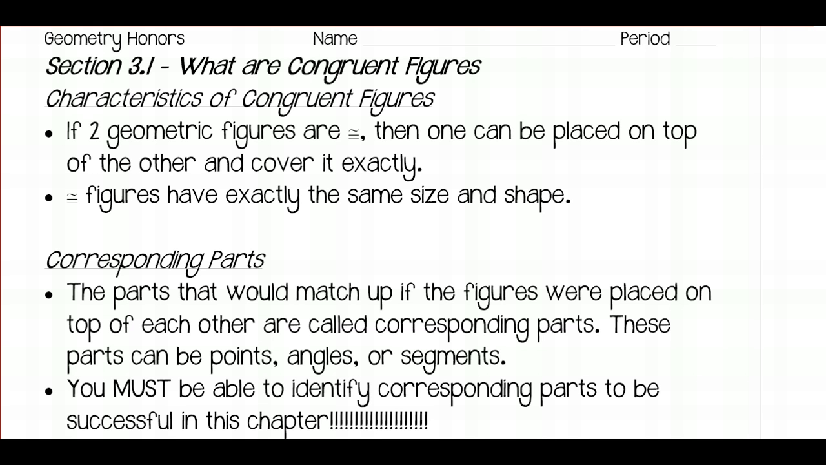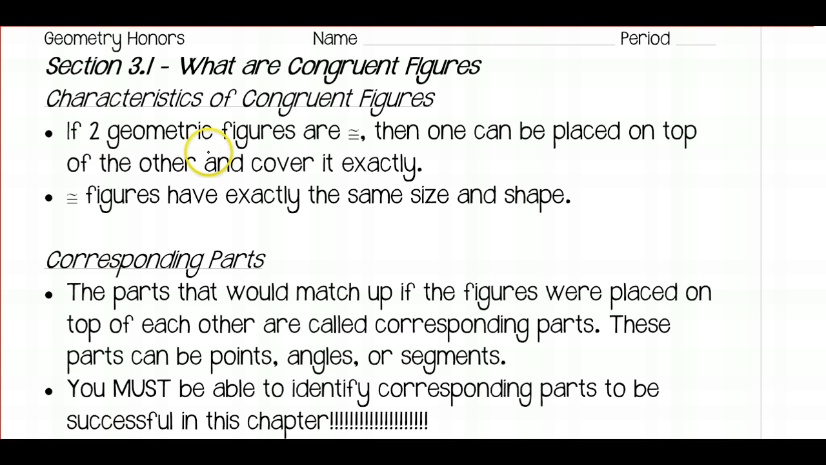So, characteristics of congruent figures, and what we have here are these first two bullet points. These are not formal definitions, so just keep that in mind. It's just some general ideas so you have a visual in your head when we talk about congruent figures.